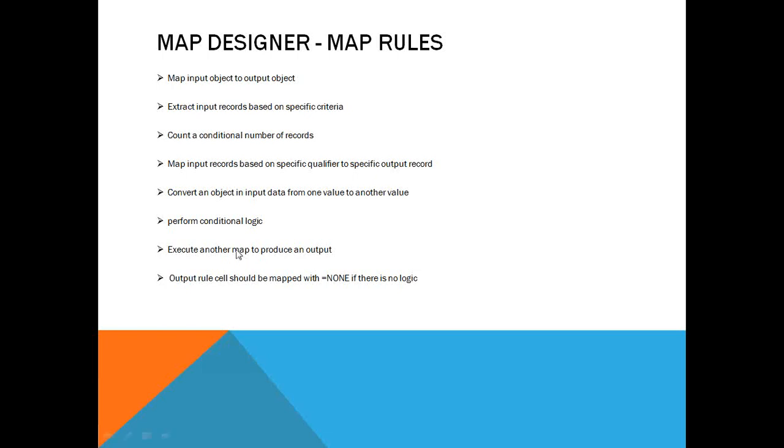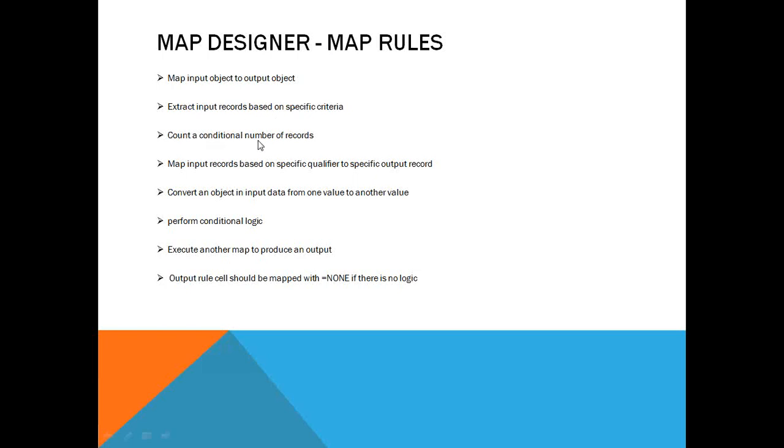Then these are some simple mapping rules. What types of mapping rules? One is simple one-to-one mapping: map the input object to the output object. The second one is extract input records based on specific criteria. That means suppose the input has some 1000 records, but on the output side we have to filter it based on some criteria. Suppose we have to extract the records where the age is above 18 years. We can do that using the extract function. I'll show you how to extract.